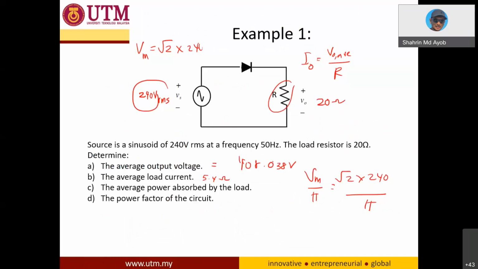And then C, the average power absorbed by the load. Sorry, doctor, what was the answer for B? Oh, sorry, 5.4 amperes: 108.038 volt over 20 ohm. Just simply like that. V out average over the resistor load.